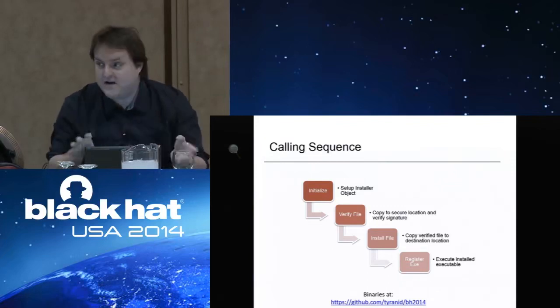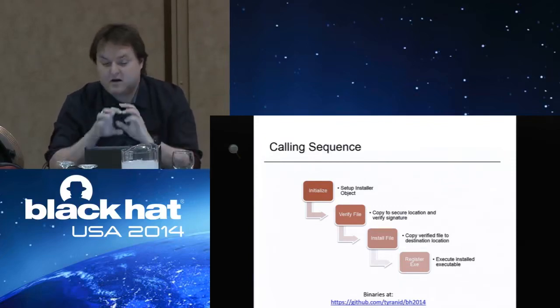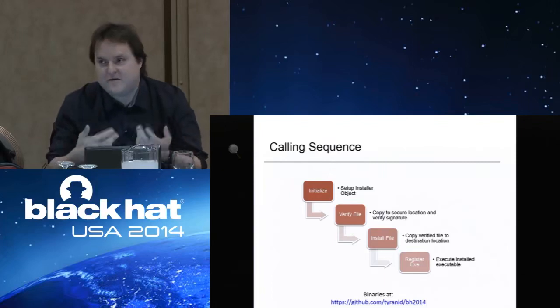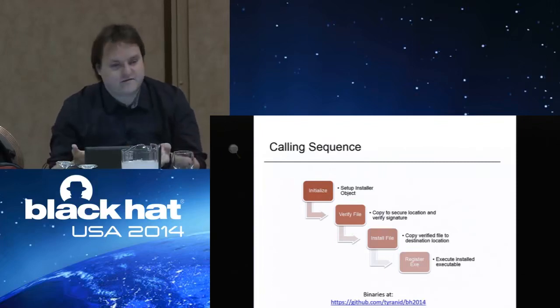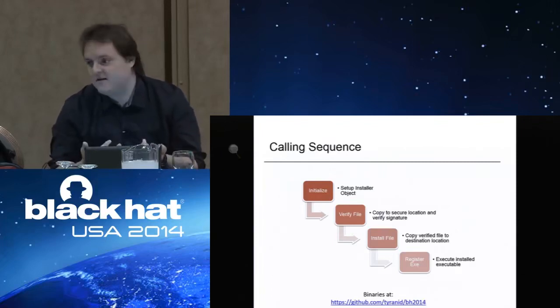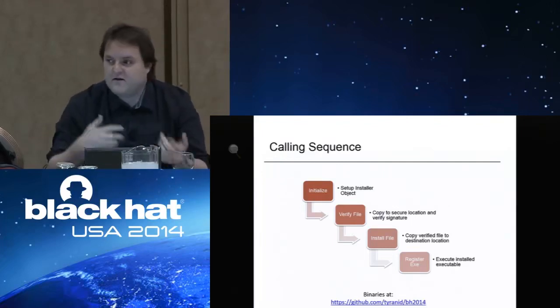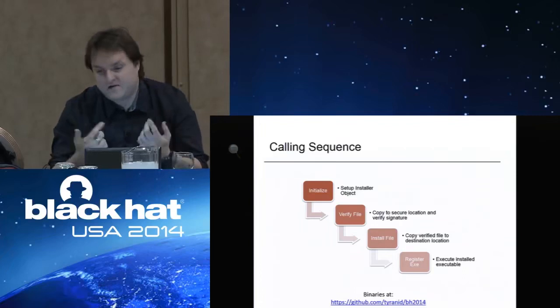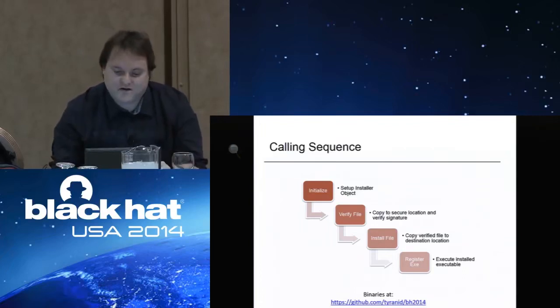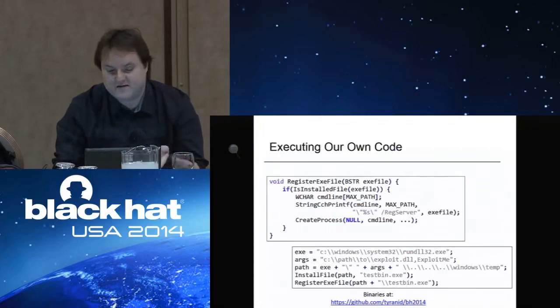So once it verified this file and you'd done something with it, you could register it, which effectively meant I'm going to run that executable file. But you couldn't pass any arguments to it. And having no arguments, if you're going to try and exploit a local executable, is not quite so easy. So I needed a way of injecting arguments.